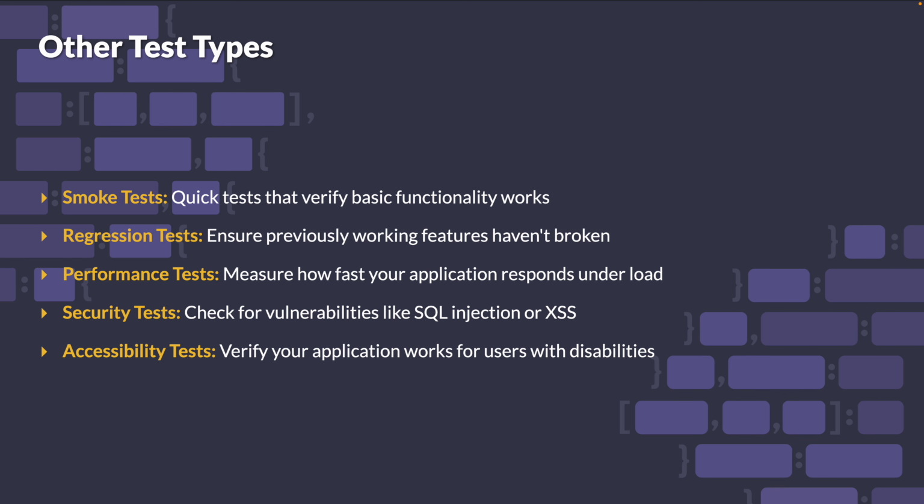So beyond these three main categories, there are other specialized test types. A smoke test: quick tests that verify basic functionality works, like checking if the application starts at all. Regression tests: tests that ensure previously working features haven't broken after changes. Performance tests: tests that measure how fast your application responds under load. Security tests: tests that check for vulnerabilities like SQL injection or cross-site scripting. Accessibility tests: tests that verify your application works for users with disabilities.